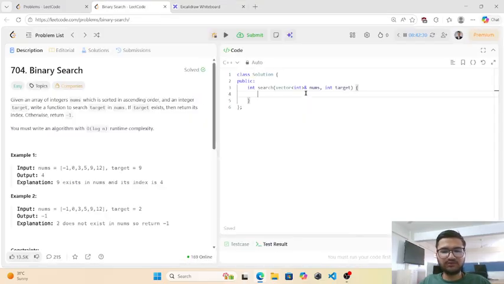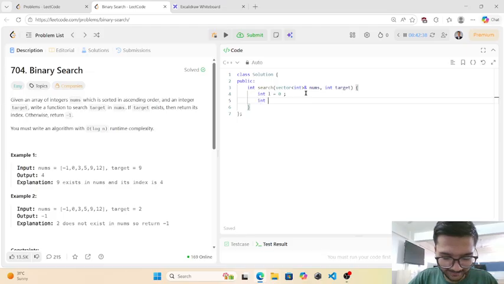So now we are going to solve this question in C++. First of all, we have created two integers, left and right. We have not the last index value, we have only the last index number, and then we have created a while loop. And our condition is left is less than or equal to right.